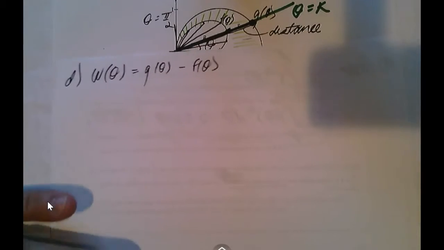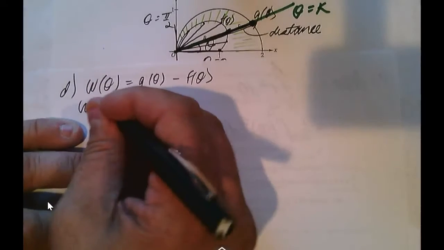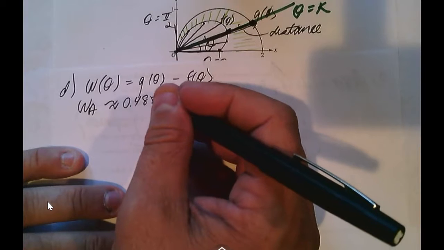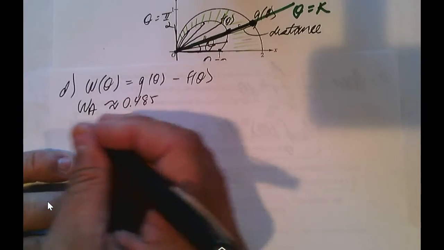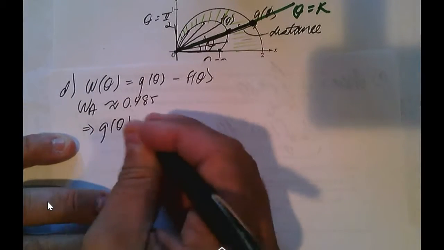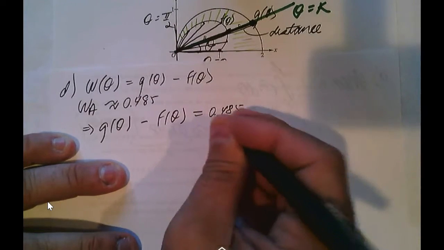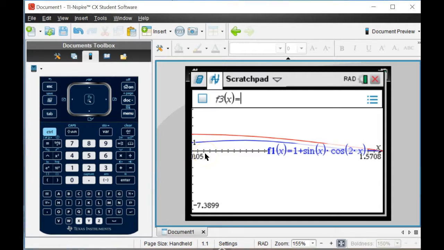Let me scoot this up. W sub a, that's your average value, we determined is 0.485. I'm looking for the place where w of theta is equal to 0.485. Okay. I need g of theta minus f of theta equal to 0.485. Remember, this is calculator active. We're going to go back to the calculator. I'm going to look at my graph because I like to use my graph to solve equations.